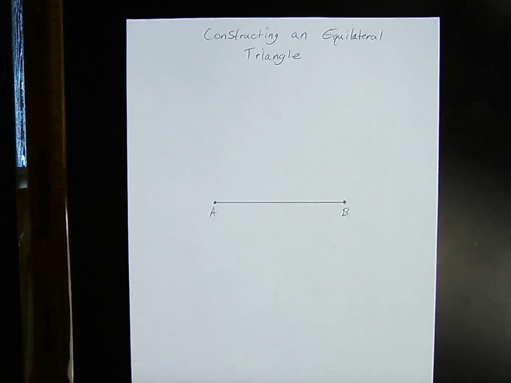In this video, I'll go over the steps used to construct an equilateral triangle. The first thing that I've started with is a segment AB, and I'm assuming that they've given me this, telling me that they want this equilateral triangle to have this side length.